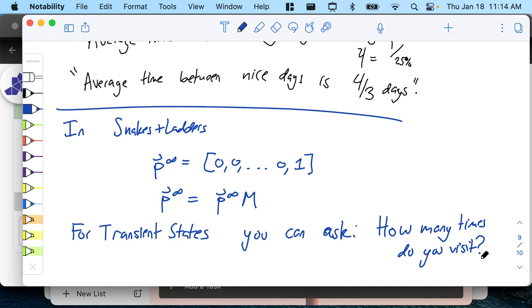Of course, for the last state, the number of times you visit it is going to be infinite. So if you write down some expression for the number of times you visit the last state, it's going to work out to infinity. But if you write down how many times you visit these first eight states, it's going to be some finite number. And you can write that down.